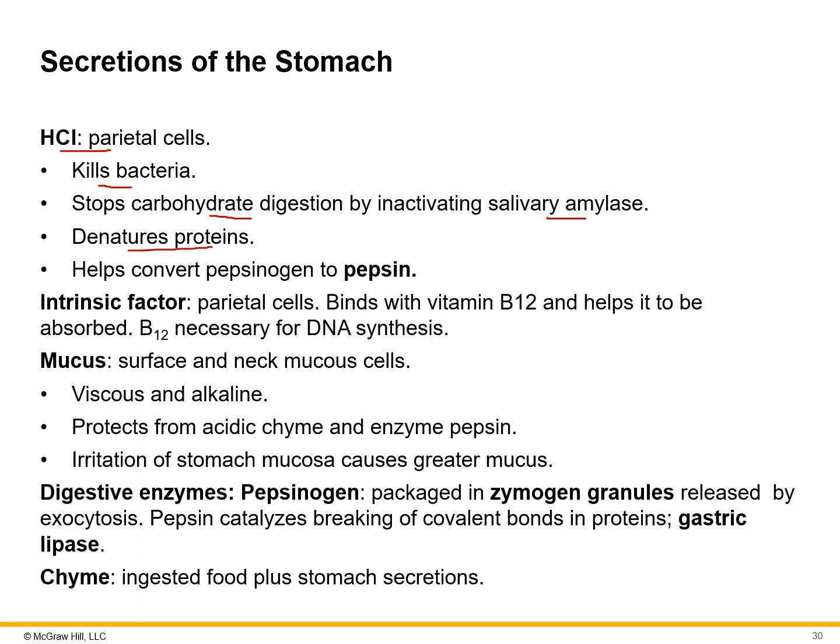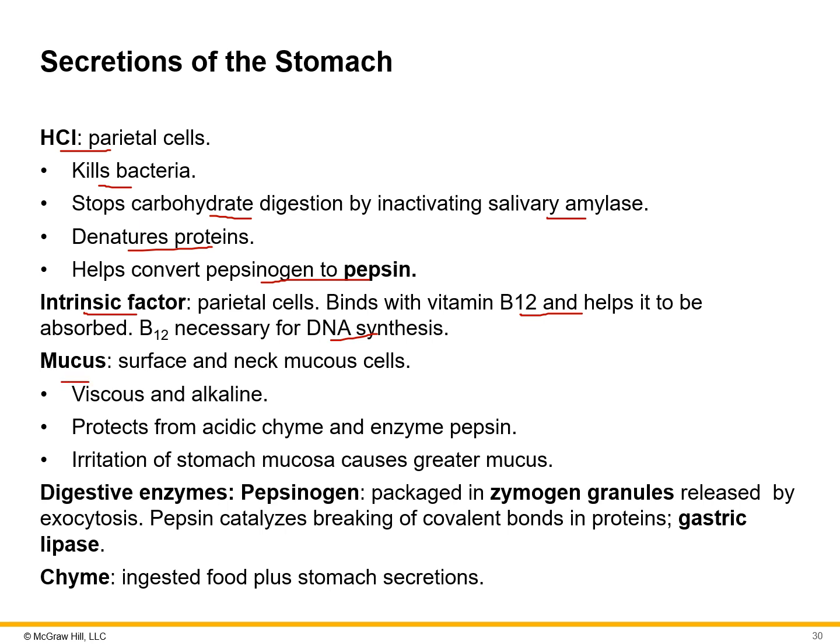It helps to denature proteins, which just means losing their shape. And then it converts pepsinogen to pepsin, which is one of the digestive enzymes for proteins that starts there in the stomach. Intrinsic factor is also made by those parietal cells. This is going to bind to vitamin B12 to help it be absorbed. And vitamin B12 is especially essential for producing our genetic material that helps for cell division.